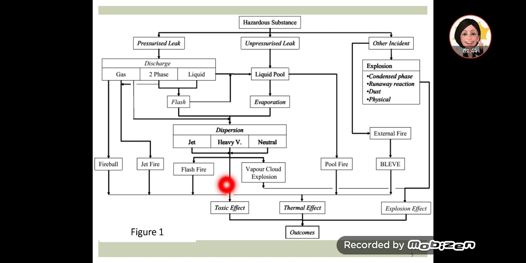We have seen this in the toxicology chapter. And if there are any explosions which cause external fire, that will cause a BLEVE, and there will be explosive effects. Part of this has been covered in the flammability chapter. From these effects, we can identify the outcomes, the consequences of these events.